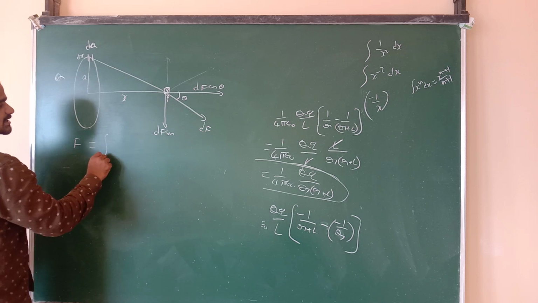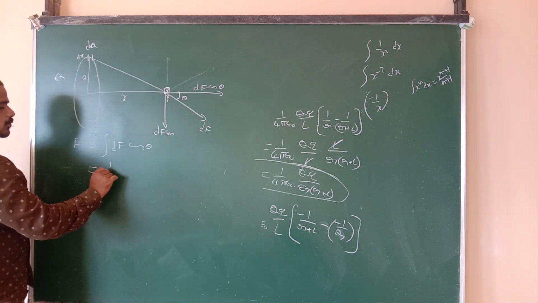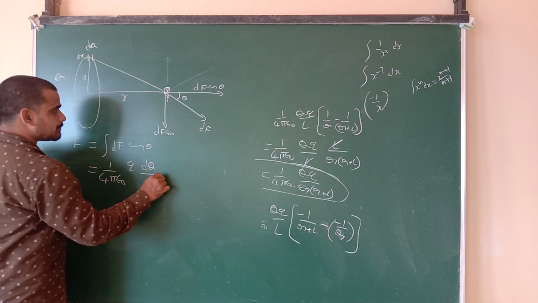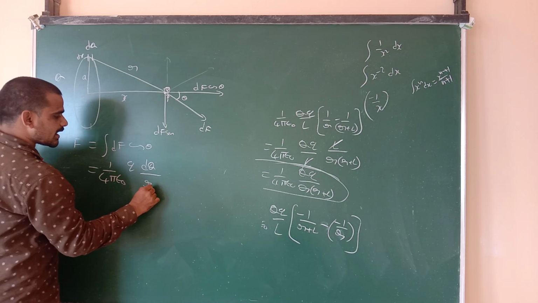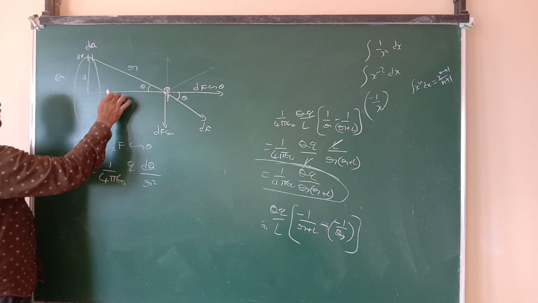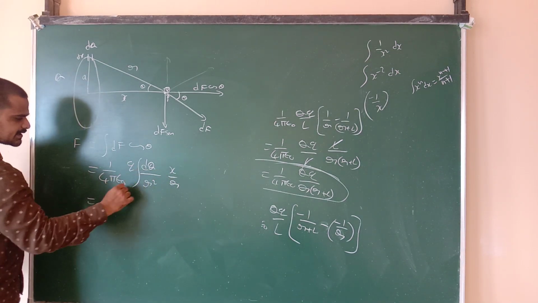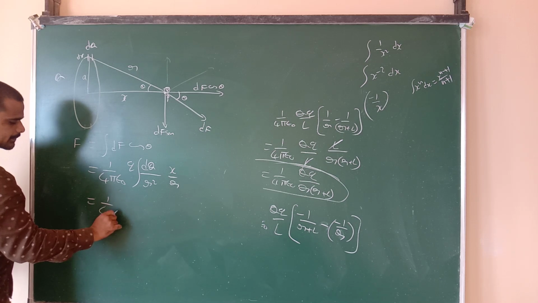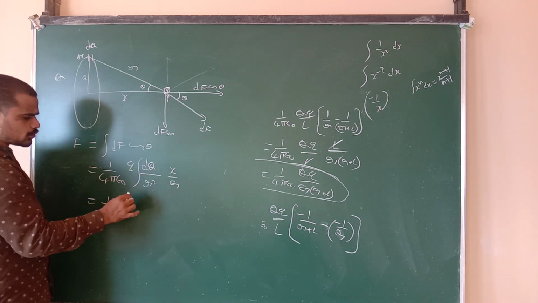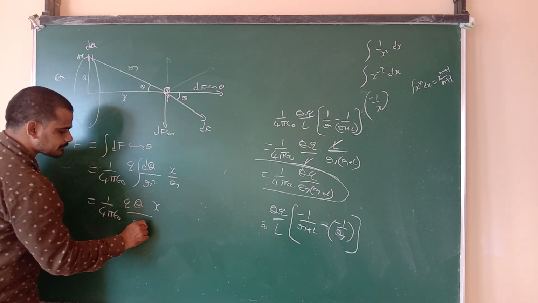The net force is the integral of dF cos theta. What is dF? 1 by 4 pi epsilon naught, q dq by r squared, into cos theta. This is theta, this is also theta. Cos theta we can write as x by r. Integrating this, the answer is 1 by 4 pi epsilon naught, the integral of dq is Q only, into x by r cubed.